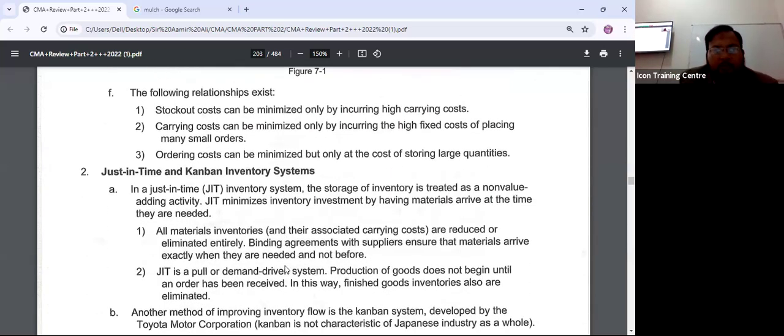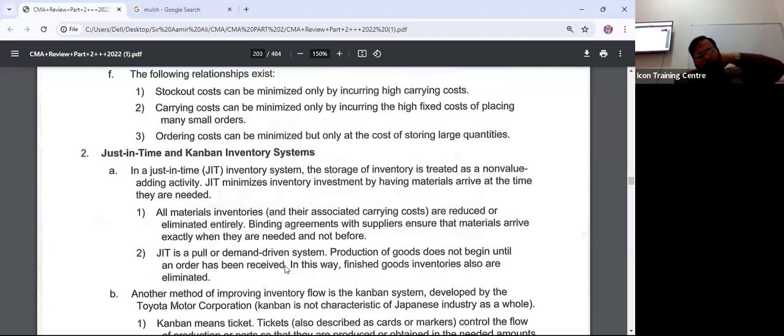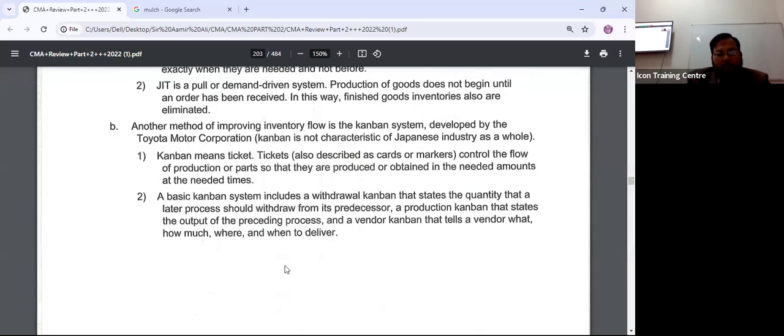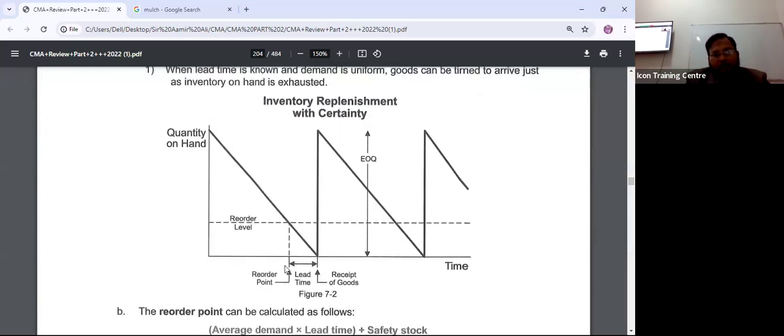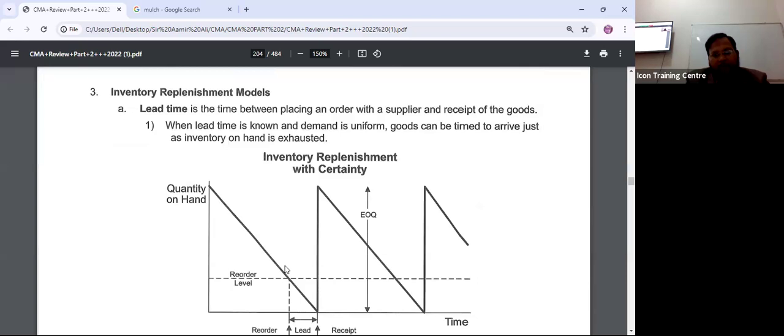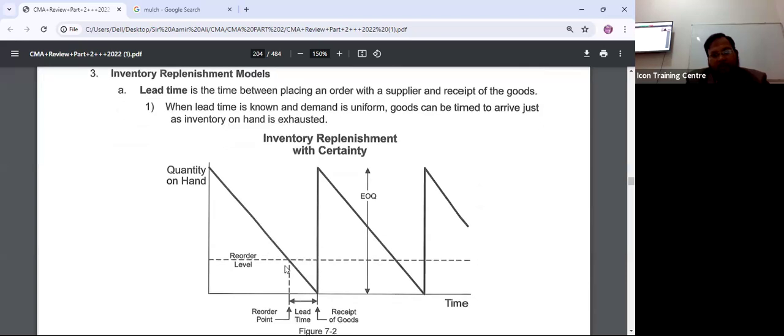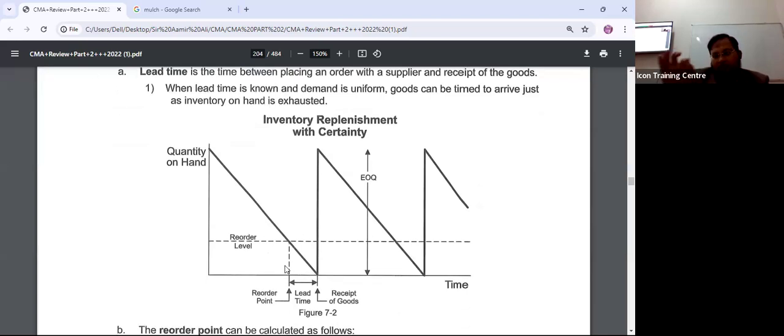Now we have another technique called the just-in-time technique. You just read it. This is a very famous technique. Just-in-time means that you put all the burden of inventory on your supplier, so your supplier is responsible for making all your goods available on time, right? Then we have inventory replenished with certainty. This is a very interesting graph. There is a reorder level. When inventory reaches that level, you order again, so it keeps going like this, right?